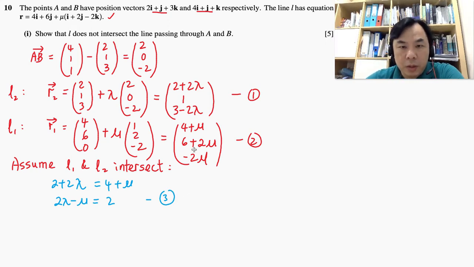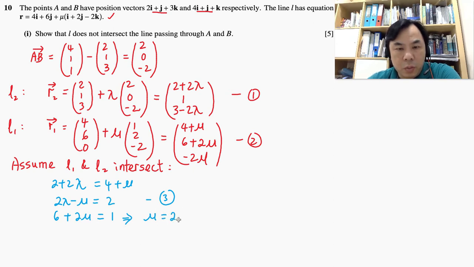And then next we can compare the next row. 6 plus 2 mu is equal to 1. In this case we can easily discover that the parameter mu is 2.5. Now knowing that mu is 2.5, the lambda from equation number 3 would be 4.5 over 2, so that will be 2.25.